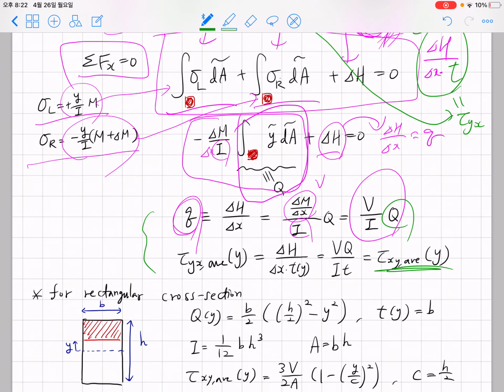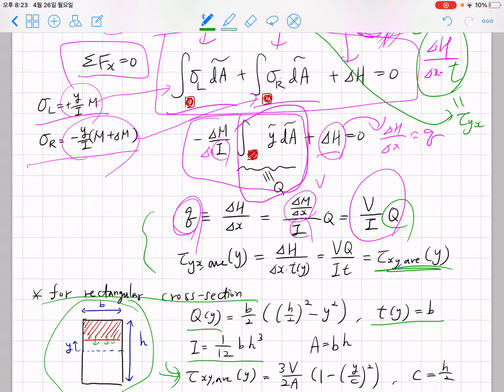Okay, and one of the example and simple geometry we considered was rectangular cross section with thickness b and height h, and when we consider location y, distance from the centroid, we can obtain Qy in analytical form as a function of y, and after plugging in expression for I and t, which is constant over the entire cross section, we can derive analytical expression for tau xy average.